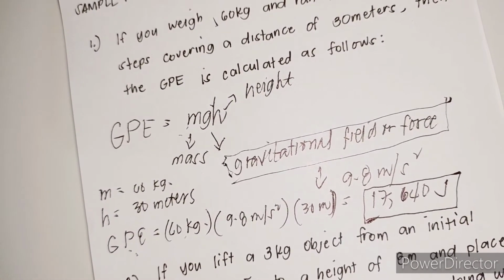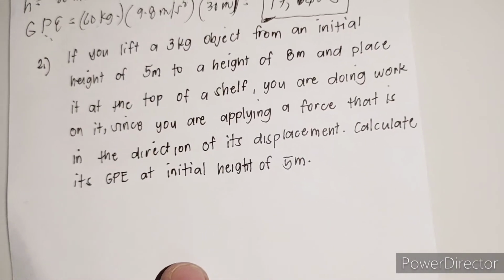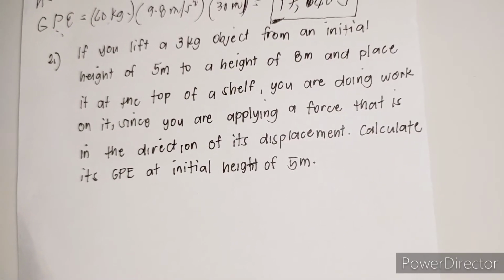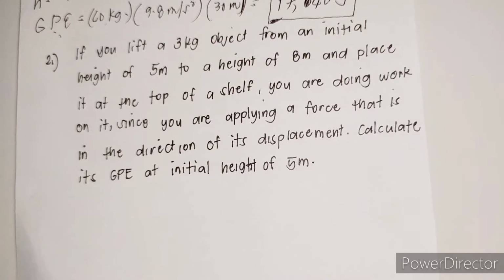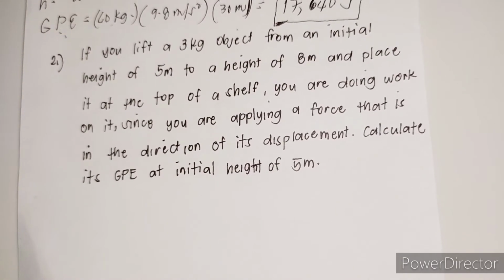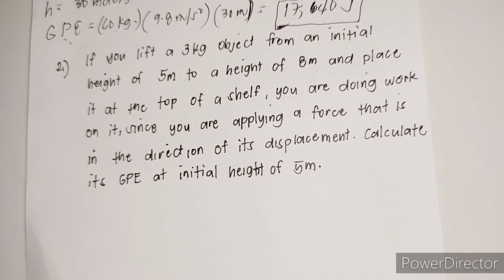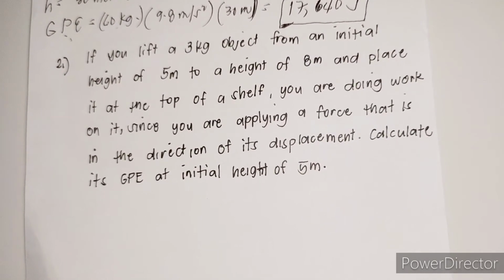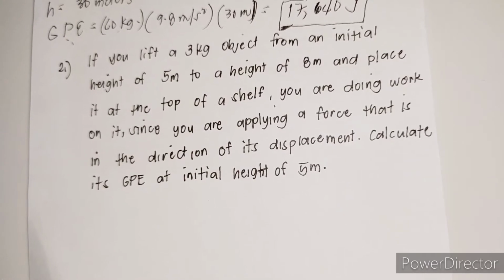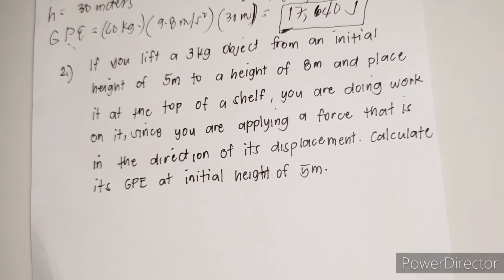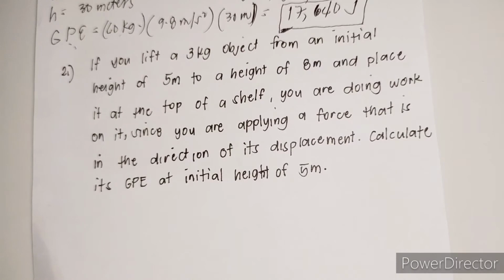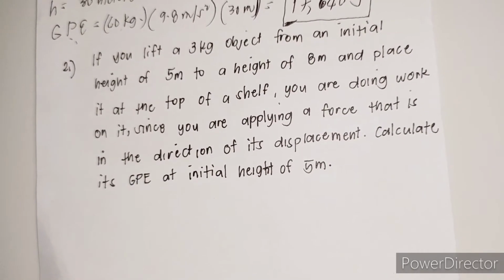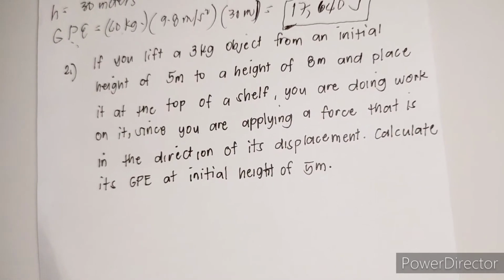Our example number 2. If you lift a 3 kilogram object from an initial height of 5 meters to a height of 8 meters and place it at the top of a shelf, you are doing work on it, since you are applying a force that is in the direction of its displacement. Calculate its gravitational potential energy at the initial height of 5 meters.